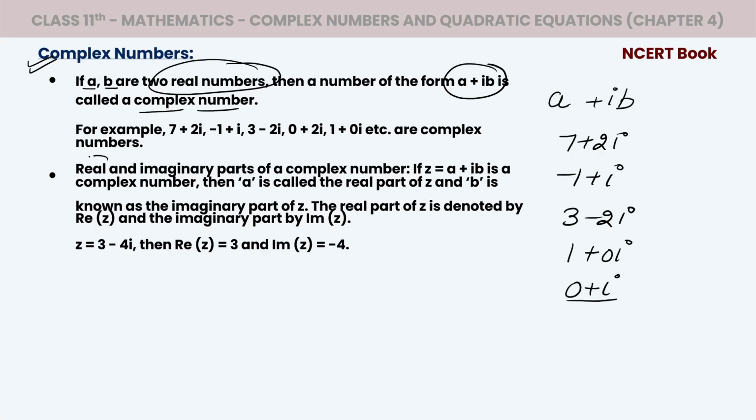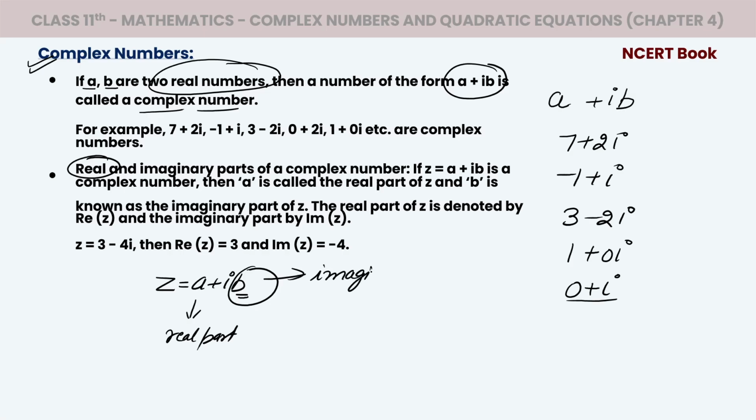Now, real and imaginary part of a complex number. If we write z is equal to a plus iota b, it is a complex number. Then in this, a is called the real part. What do we call a? This is the real part, right? And what about b? The number which is with the iota, we call it the imaginary part.